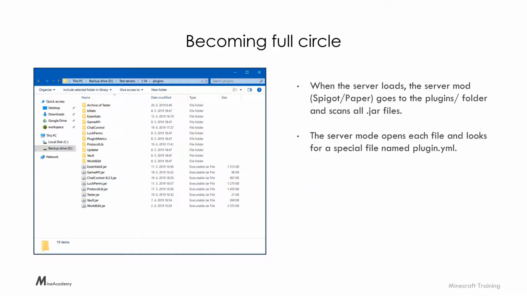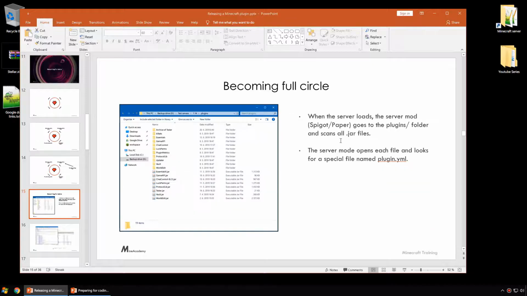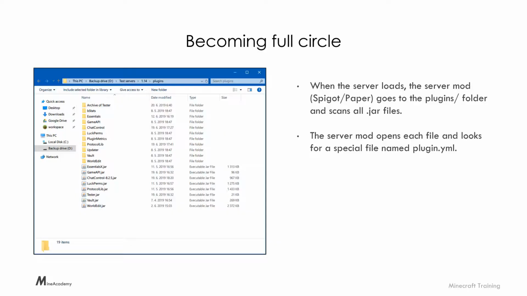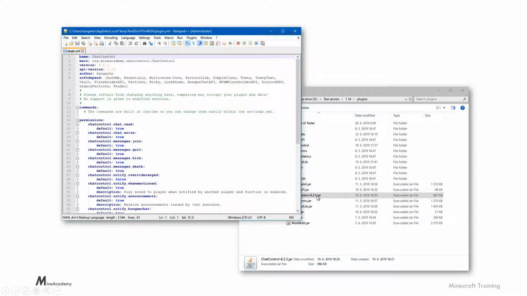And so when the server loads, and here is how it all begins to work, so that you understand how your plugin will actually work. When the server loads, the server mod, such as Spigot or Paper, goes into your plugins folder, and then it scans all of the jar files. And then the server mod opens each file and looks for a special file named plugin.yml inside of that jar file. So for example, if I open the ChatControl jar file, inside of this you'll find a plugin.yml file, and it looks like that.